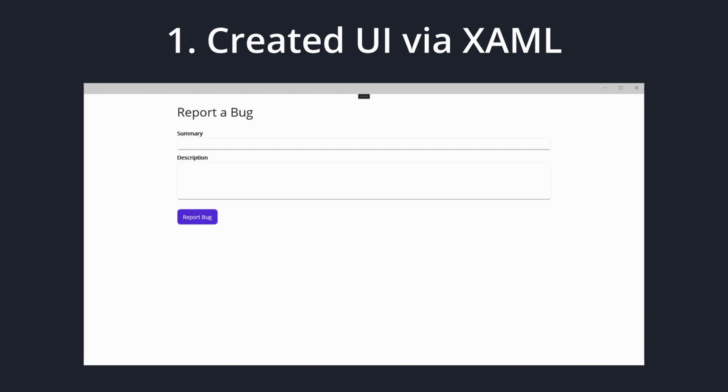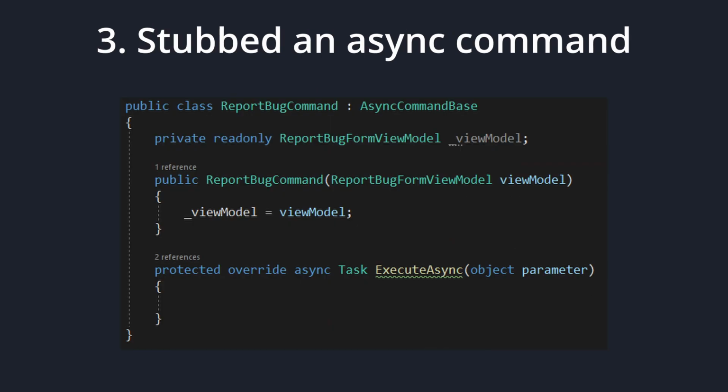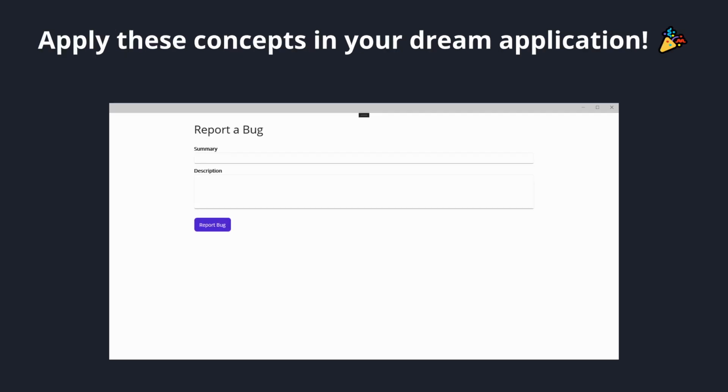So just to summarize, we created our report bug form UI via XAML. Then we bound that UI to a view model so that we could get data from the UI and pass it throughout the rest of our application. And finally, we stubbed out an asynchronous command so that whenever the user clicks the report bug button on the report bug form, we'll eventually pass that bug along to our backend API. So overall, apply these concepts to build your own interactive UI for a .NET MAUI application.